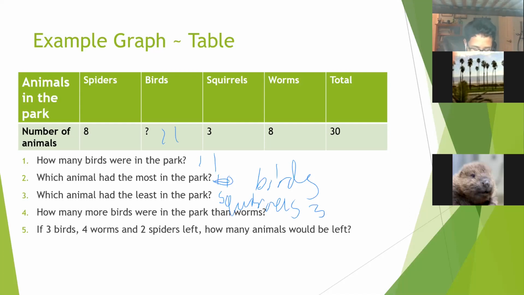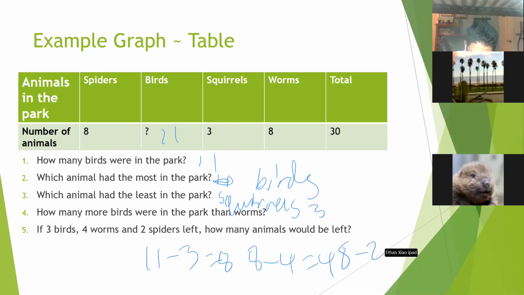And if 3 birds, 4 worms, and 2 spiders left, how many animals would be left? So I just minus 3 from 11. 11 minus 3 equals 8. And if 4 worms left, then that would be 8 minus 4 equals 4. If 2 spiders left, then 8 minus 2 equals 6. So then you just add these together. So 8 plus 4 plus 6, and then you add the number of squirrels there because none of them left. And you get 21.